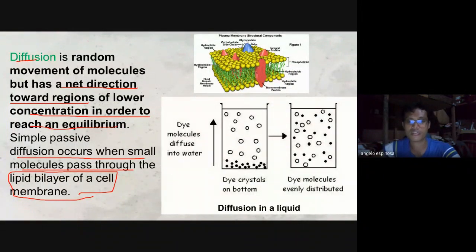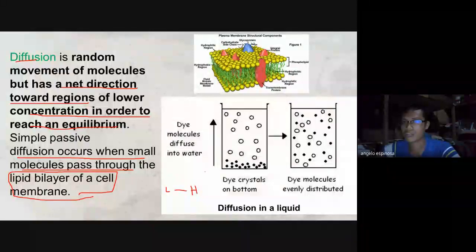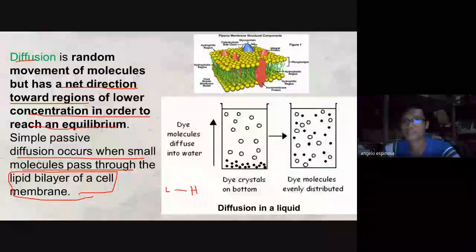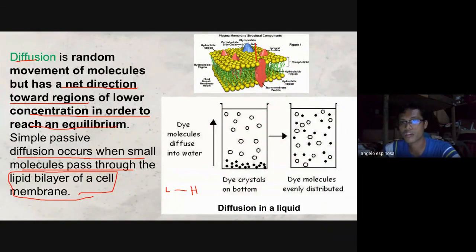Ano ibig sabihin ng diffusion? Ayun ha, i-summarize ko para sa inyo. Diffusion is from lower concentration to higher concentration. It means there's no need of energy, there's no need of ATP, para mag-transfer from outside. Example, this is the plasma membrane, right? This is the outside of the membrane. Pag pumapasok siya sa loob, hindi na kailangan ng ATP or energy.